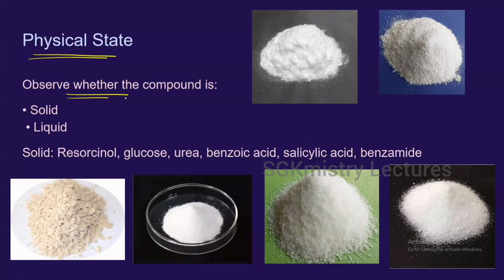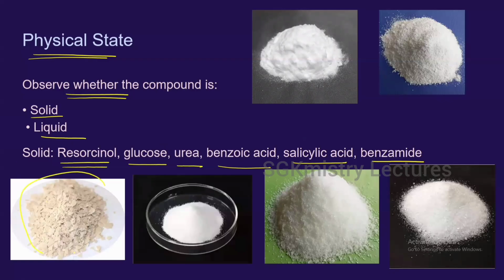First thing, you need to observe whether the compound is a solid or a liquid. Suppose it is solid, then the given compound may be resorcinol, glucose, urea, benzoic acid, salicylic acid, or benzamide. Before that, about solid, here I have given the pictures of the various compounds. Most of the solids that are given to you will be white in color, so it is quite difficult to find out which compound has been given.